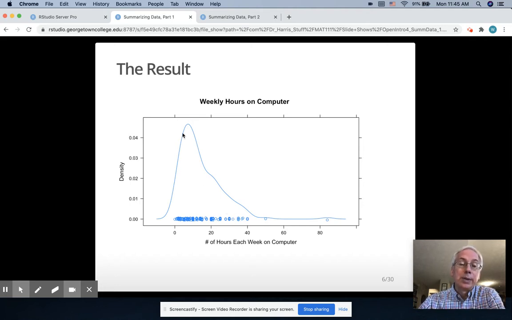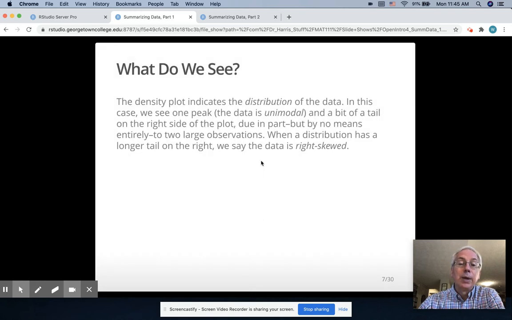So when the peak is more to the left, and we've got a longer tail on the right, we're going to say that that's right skewed. So this is a right skewed unimodal density plot.